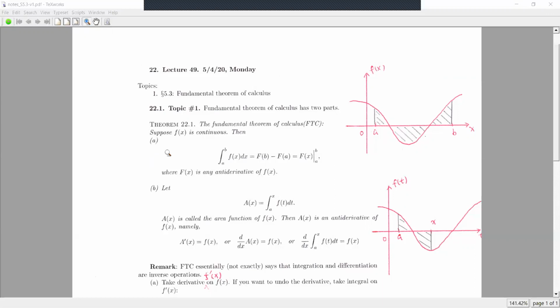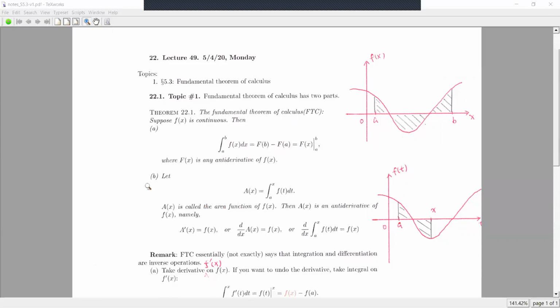So part A, the formula is very convenient. To compute this integral, we just need to find one antiderivative of function f. Then evaluate the antiderivative at the upper limit b minus antiderivative at the lower limit a. That's it. This is part A. Now, part B.